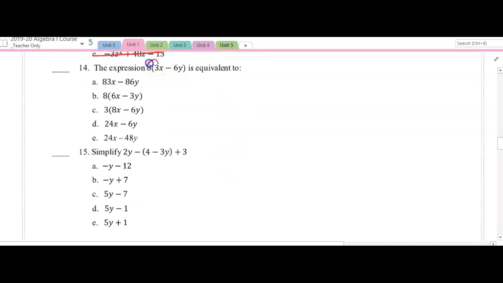Next, we must distribute. We have an 8 outside the parentheses. When we distribute, we get 24x minus 48y. Now, that answer is E.